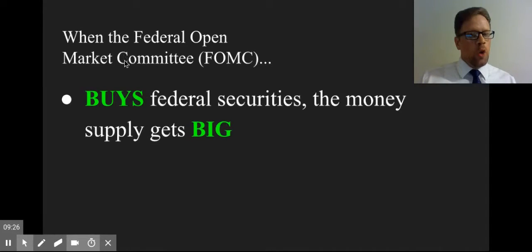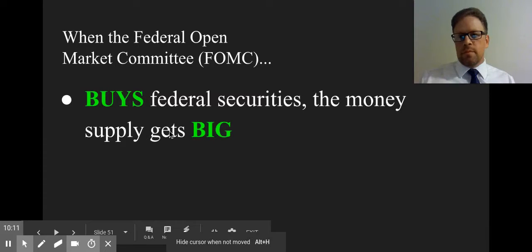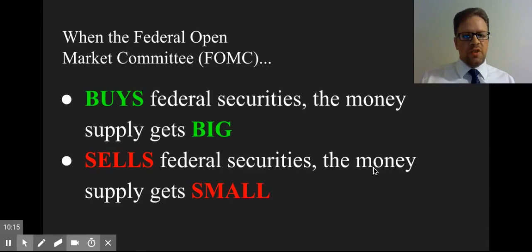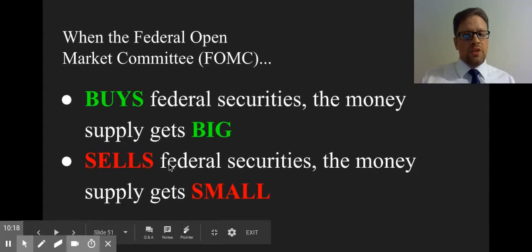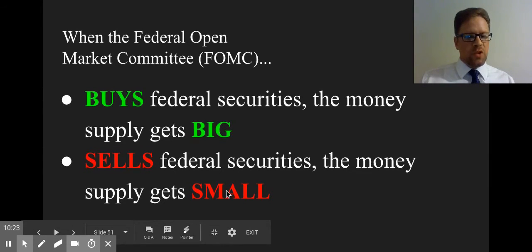When the FOMC buys federal securities, the money supply gets big. So they buy big. Big money supply means big inflation rate. It also means more jobs too. When the FOMC sells federal securities, the money supply gets small. So sell small: when the FOMC sells, the money supply gets small, which means you'll have less inflation. Consequently, unemployment probably goes up a little bit too.